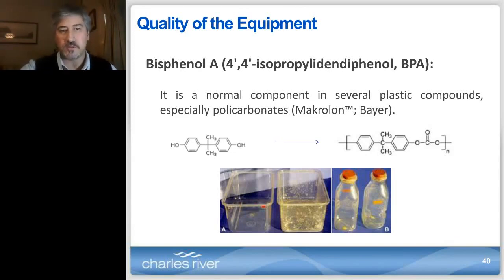I also mentioned at the very beginning that the quality of the equipment can have an impact on experimental results. Let me just bring the case here as an example of the famous bisphenol A. This is a normal component of the plastic compounds that we use in many of the cages that we use to house the animals. But I'm sure you have seen things like that, the degradation of the plastic material, and this is telling us that the bisphenol A is starting to be released.